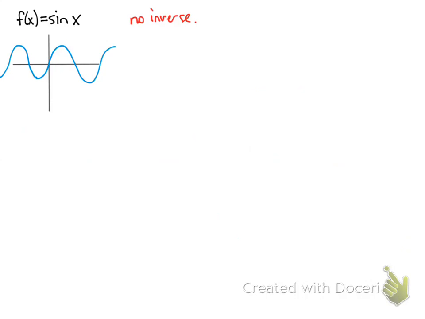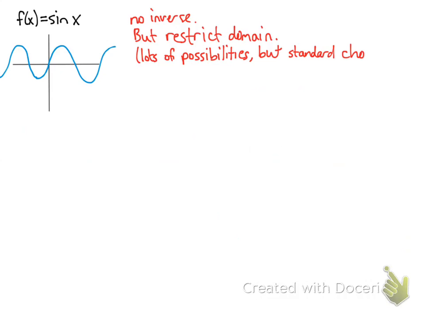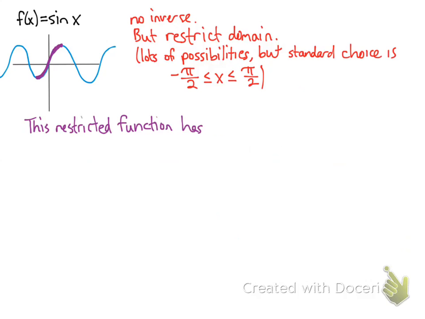But, just like with the x squared function, if I only look at a piece of it, I can restrict the domain and get something that passes the horizontal line test. Now there's lots of pieces I could pick, lots of domains I could choose to restrict to. The standard choice, and the one we'll use, is the domain where x is between negative pi over 2 and positive pi over 2. So that's including the origin and goes from the bottom of that hill to the left up to the top of the hill to the right. Okay, so this bold purple part is the piece that we're looking at.